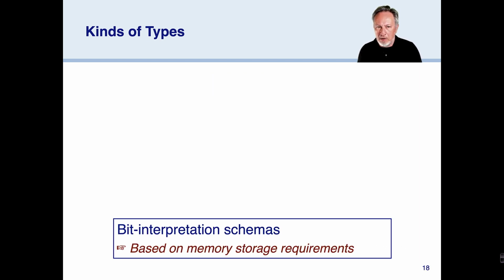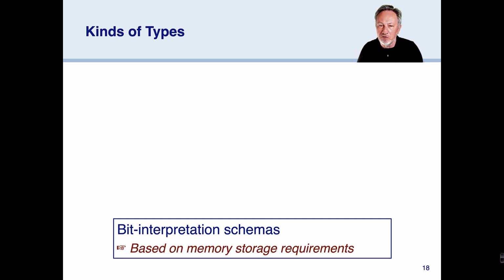Now, on the one hand, we have different kinds of compatibility, and on the other hand, we have different ways of thinking about types. At the lowest level, we have a bit interpretation schema. So these are memory storage requirements. This is essentially what you have in old-style C programs. So for things to be type compatible, the representations have to match.